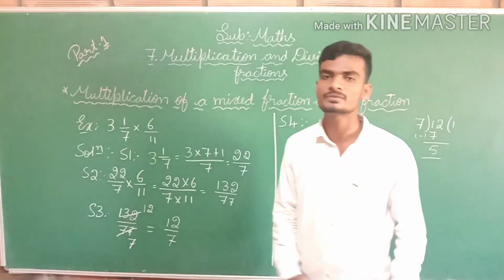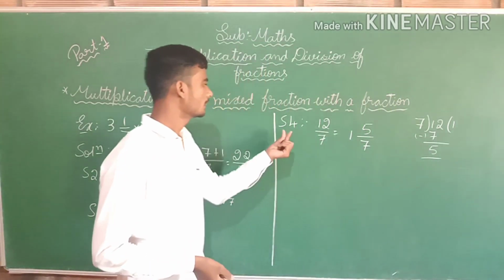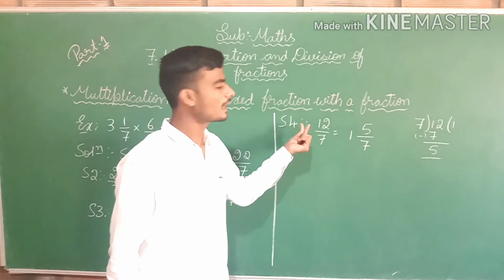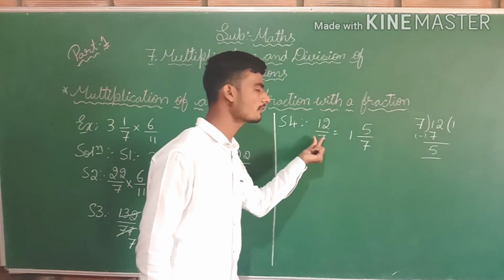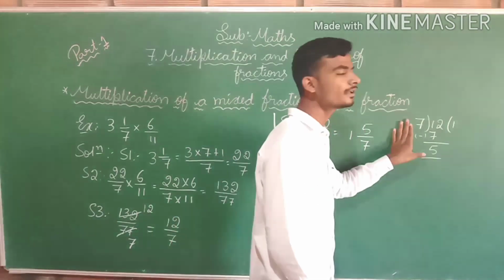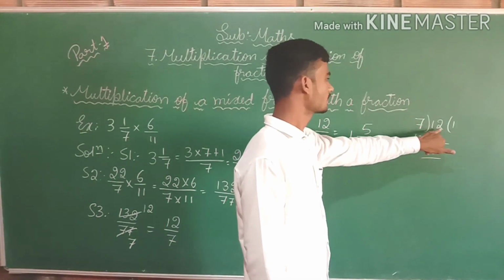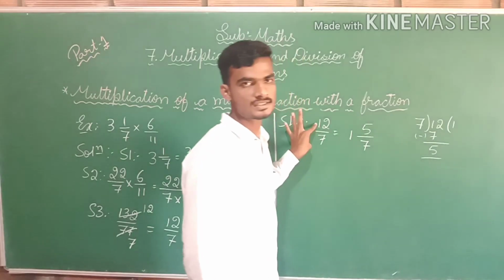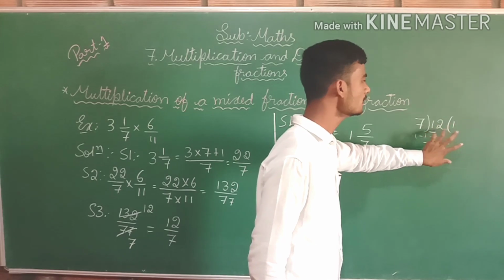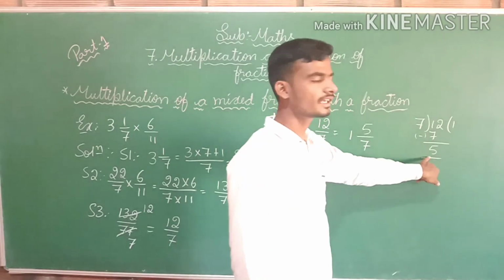This is step 3. Then in the next step, step 4, you have to convert this into a mixed fraction. How will you convert this into a mixed fraction? You have to follow the division method. The same numbers of the given fraction I have taken to divide here: 7 into 12. 7 ones are 7. Then 12 minus 7 you will get 5.